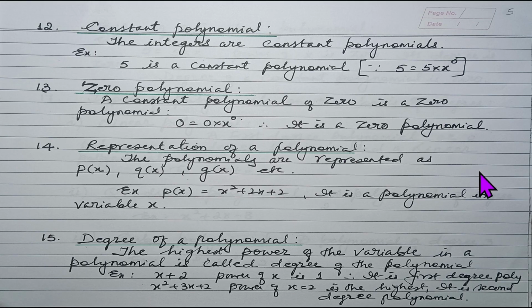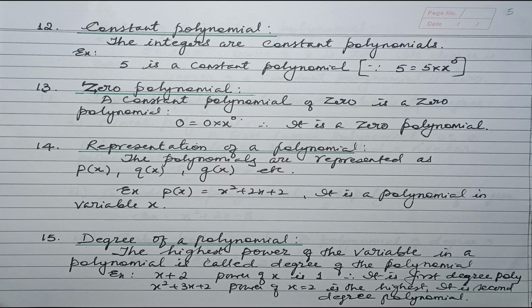Now representation of a polynomial. A polynomial can be represented symbolically as p of x, q of x, r of x. That means p of x is a polynomial in variable x. Therefore I can write any polynomial as p of x is equal to x square plus 2x plus 2. It means that it's a polynomial in variable x. So please remember that.